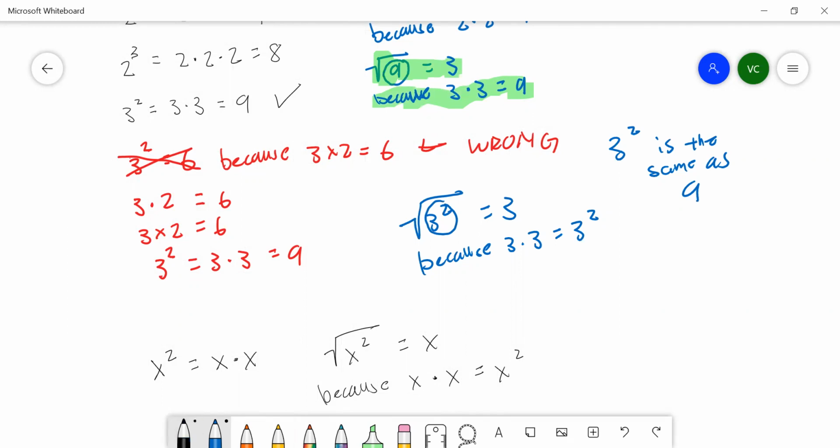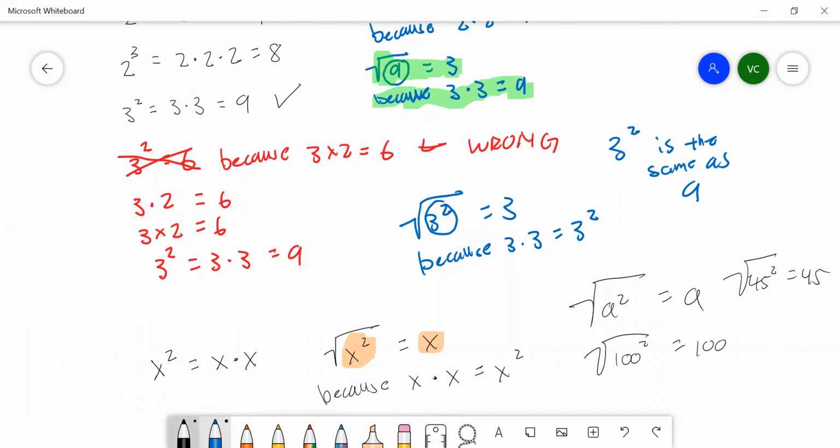So whenever you have a letter, like I have over here in orange, square root of x squared is going to be x because x times x is x squared. Square root of a squared is a. The square root of 100 squared is 100. The square root of 45 squared is 45, so on and so forth.